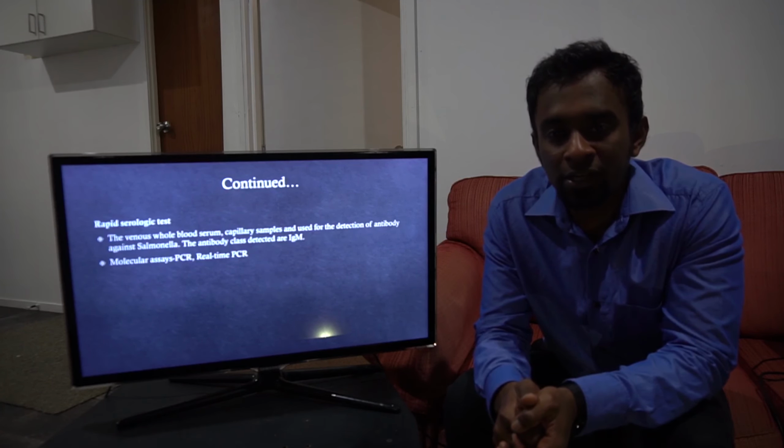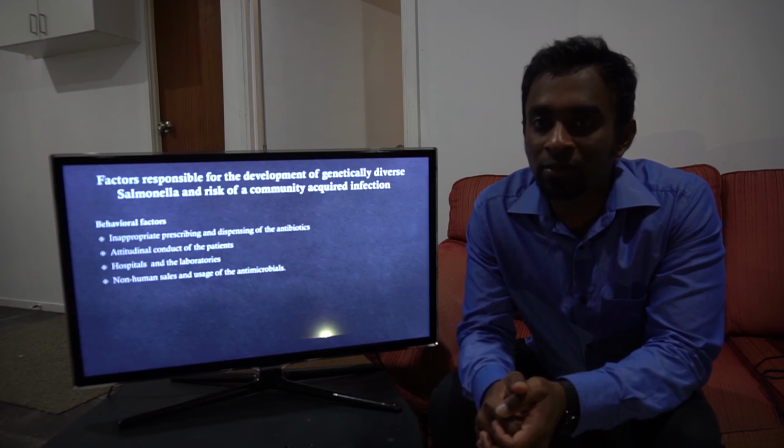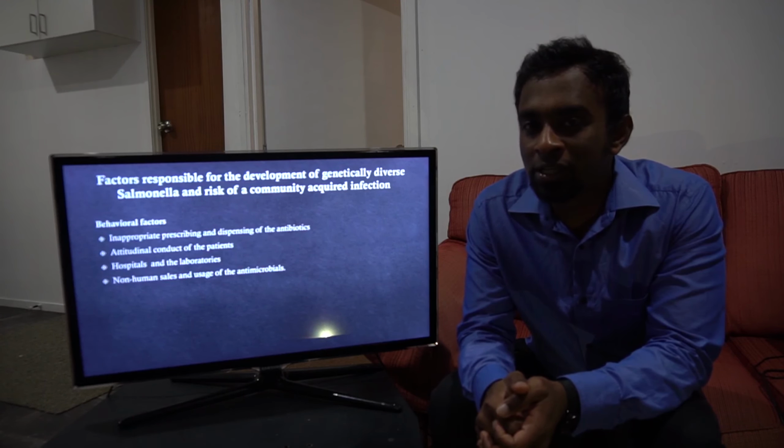Factors responsible for the development of genetically diverse Salmonella and risk of community acquired infection. Behavioral factors: inappropriate prescribing and dispensing of antibiotics. It is a common practice nowadays in many countries. Doctors are prescribing antibiotics without even doing the diagnosis, especially in countries like India and other developing countries. If you look at developed countries like New Zealand, the US and Australia, they have a proper protocol and they are following the protocol and prescribing the medication.